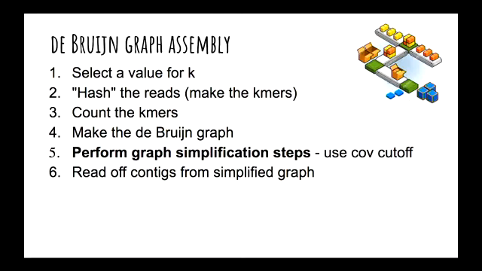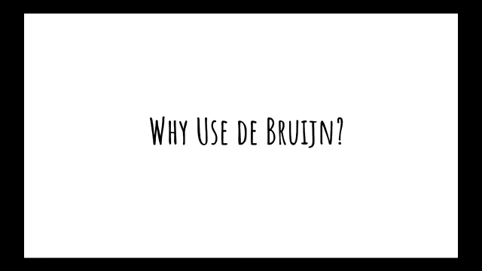So we count how many times each k-mer appears. And then we make the de Bruijn graph, and we annotate the de Bruijn graph with the frequency of each k-mer. And then we perform the simplification steps, and there's a bunch of different ones, but coverage cutoff is usually our first one. And then we read off the contigs from the simplified graph. And hopefully none of that takes too long and doesn't use too much compute.